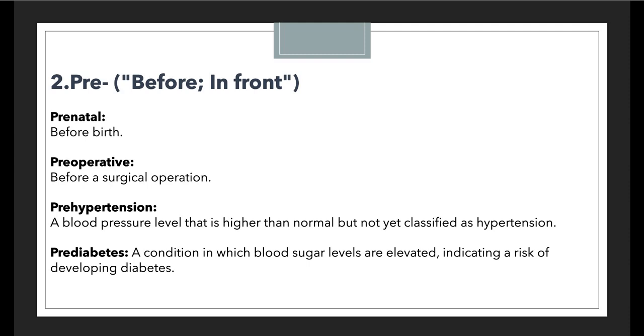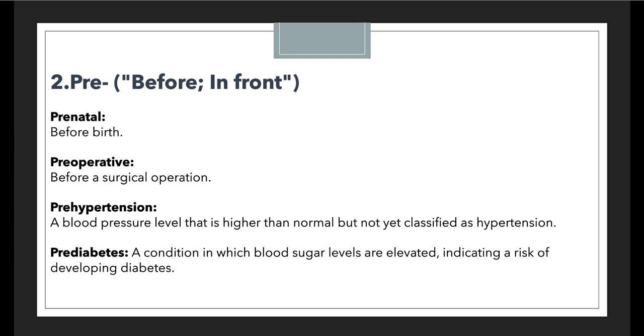Now what is pre-hypertension? Pre-hypertension is a situation where a blood pressure level is higher than normal but not yet classified as hypertension. So the patient is suffering from high blood pressure, but it is not so high that we classify it as hypertension. So you can see it is something related to before, like the patient has not reached that particular level, so it is just before it. So that's why we are using the prefix pre-hypertension, where pre is indicating before.